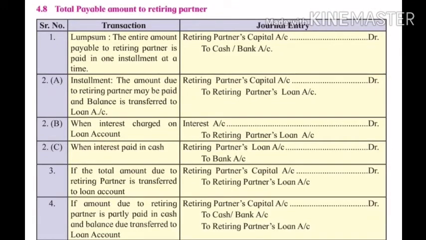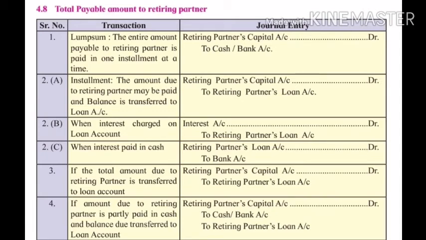As we know, when a person retires from the business, he or she takes their share from the business. So how will we pay the amount to the retiring partner? See, there are two or three methods for giving the amount to the retiring partner.